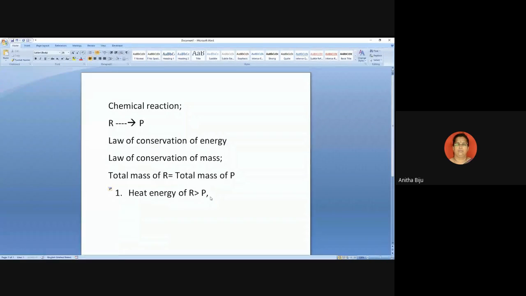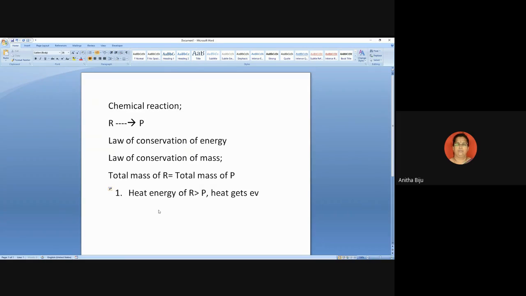Extra energy, instead of heat energy we can simply write energy also, no harm. So extra heat energy moves out of the reaction medium during the time of chemical reaction. So this energy is getting liberated. Liberated means heat is evolved. So when heat energy of reactants is greater than that of product, during chemical reaction, what will happen? Heat gets evolved.